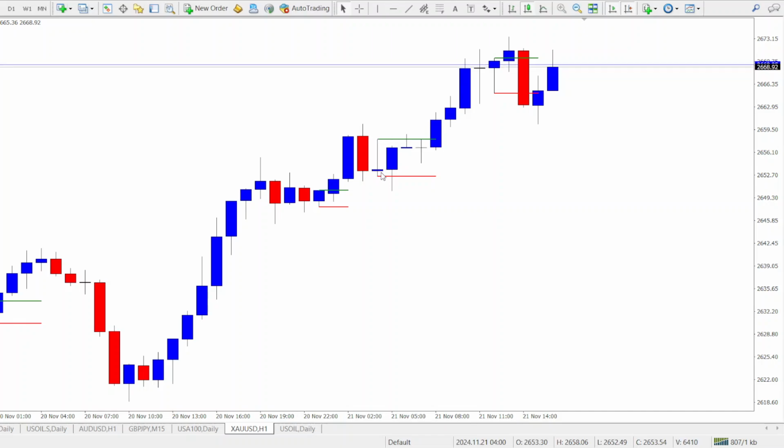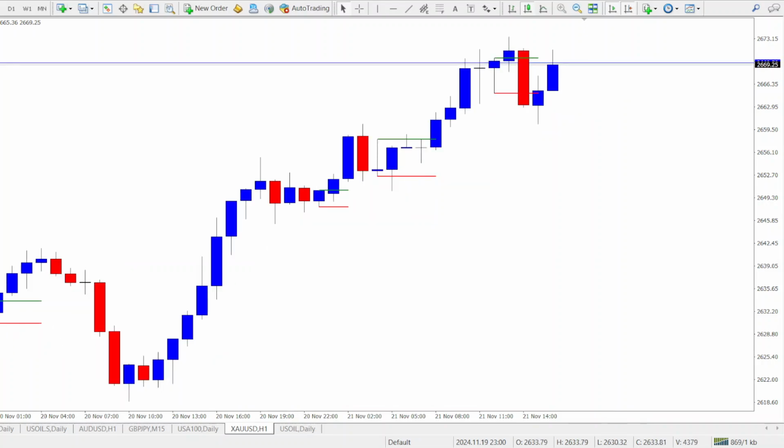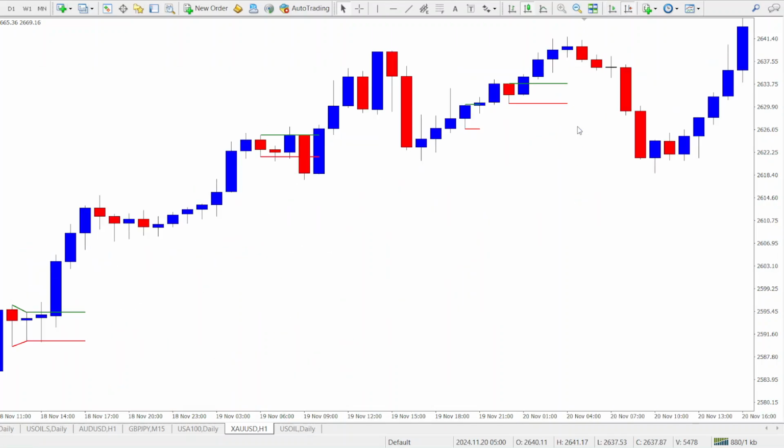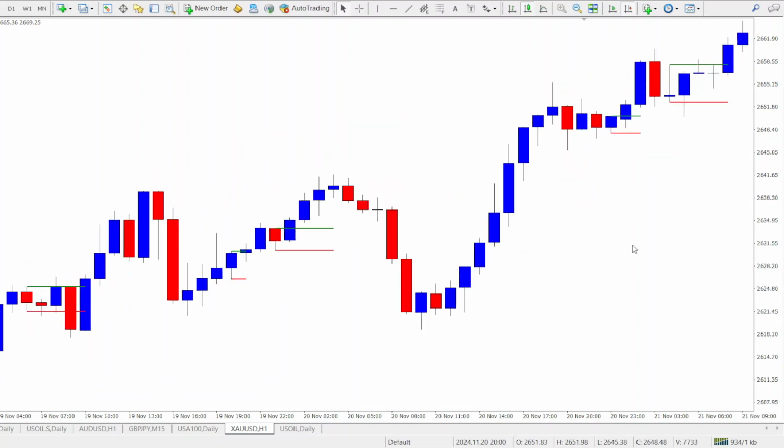The high and the low are entirely within the range of this previous candlestick, and the same with this, and the same with this. So this indicator automatically identifies inside bar candlestick patterns for you. You can see the same with this, and this.